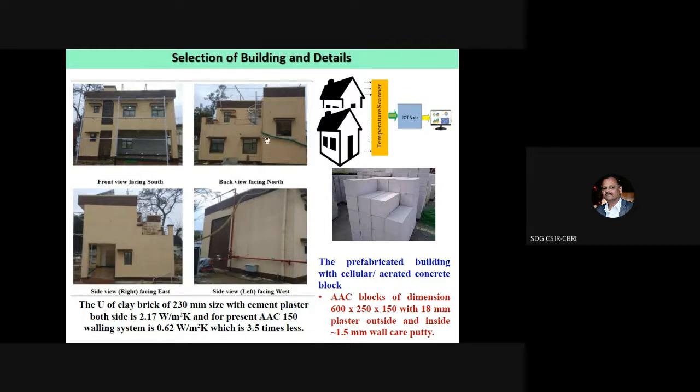In this building, the frame structure is a prefabricated RC element, whereas the walling assembly is made up of AAC block, with a wall thickness of 150 mm, with 18 mm as the outside plaster, whereas the inside is done with wall care putty. Whereas the brick, generally, is 230 mm, which has its own thermal transmittance value. If we find out the brick thermal transmittance, it comes to 2.17, whereas in case of AAC, it comes to 0.62. In terms of thermal transmittance value, these AAC blocks are 3.5 times better than this.